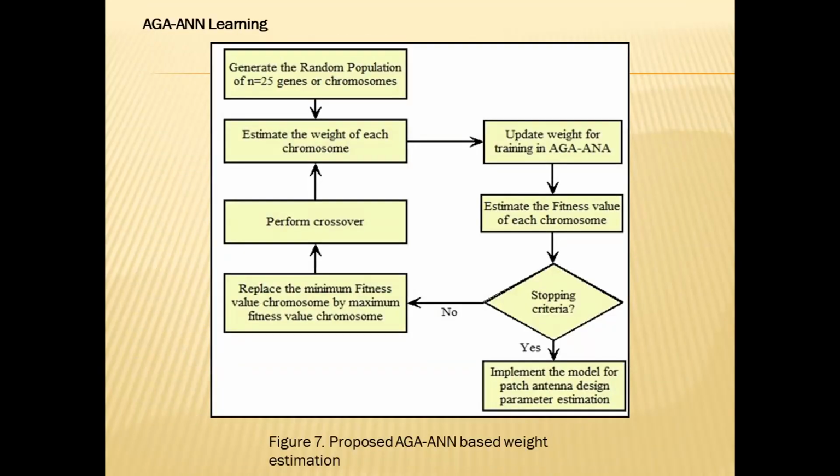The adaptive genetic algorithm is a method for solving both constrained and unconstrained optimization problems that is based on natural selection, the process that drives biological evolution. The genetic algorithm repeatedly modifies a population of individual solutions. A detailed discussion of the adaptive genetic model is given as follows in figure 7.